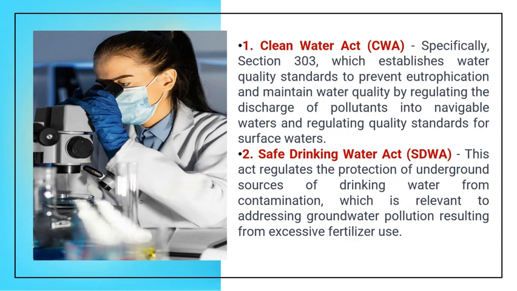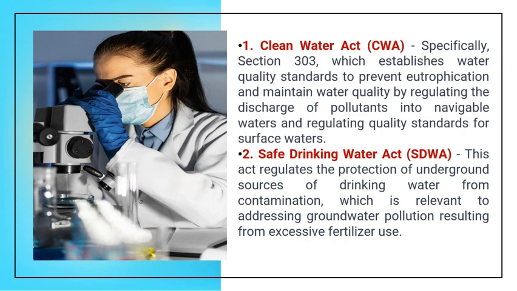Under Section 303 of the CWA, the program for water quality standards is defined, including regulation for nutrients like phosphorus and nitrogen. This section plays a crucial role in preventing eutrophication and maintaining water quality. The CWA NPDES program controls point source contamination by issuing permits to regulate pollutant discharge into water bodies. This mechanism helps in curbing water pollution arising from chemical fertilizer runoff.